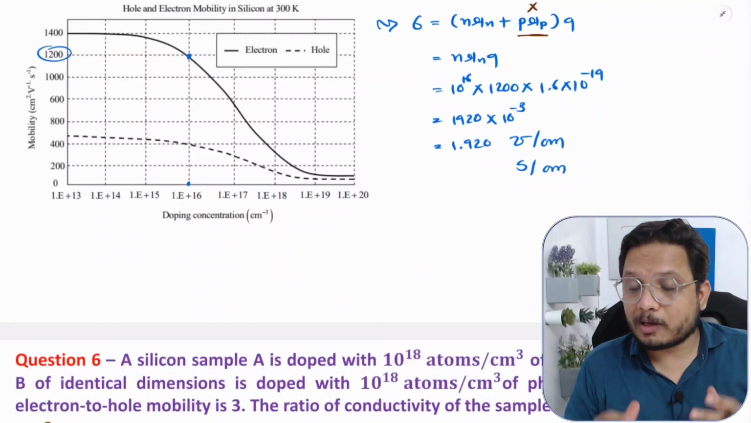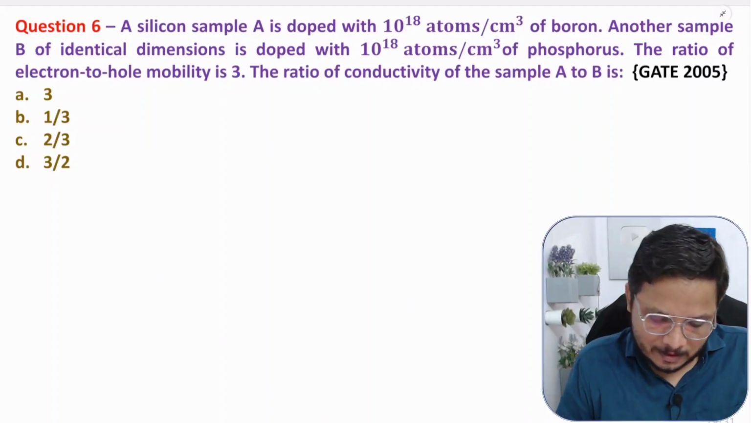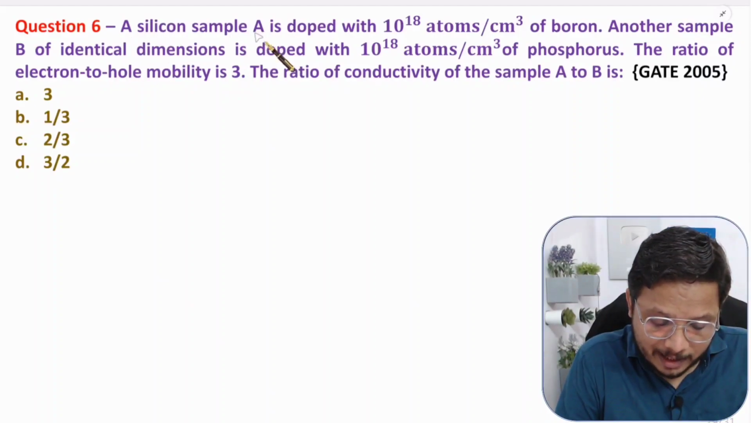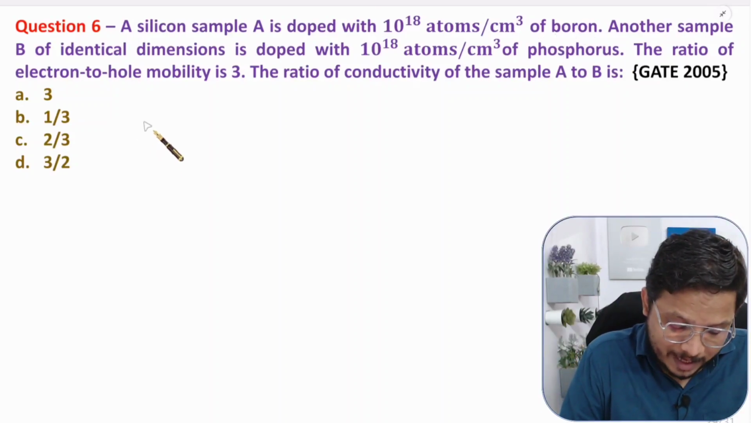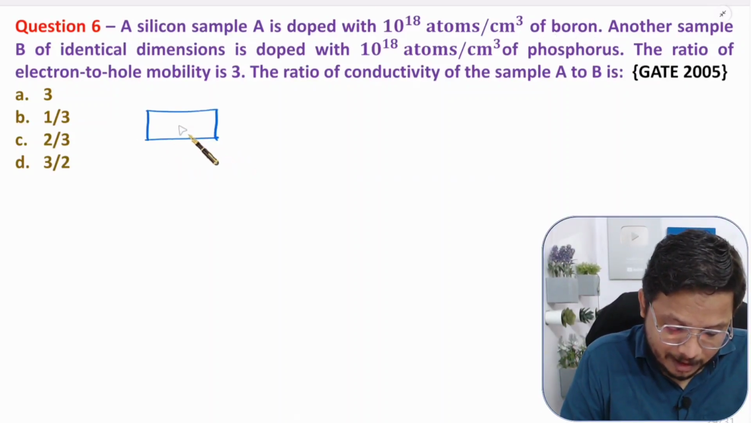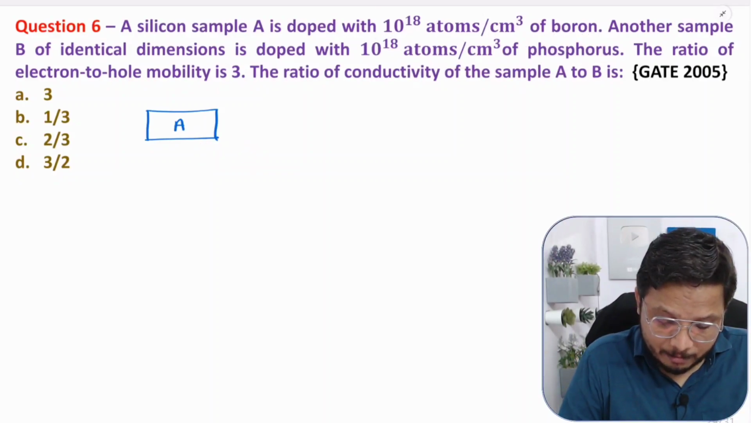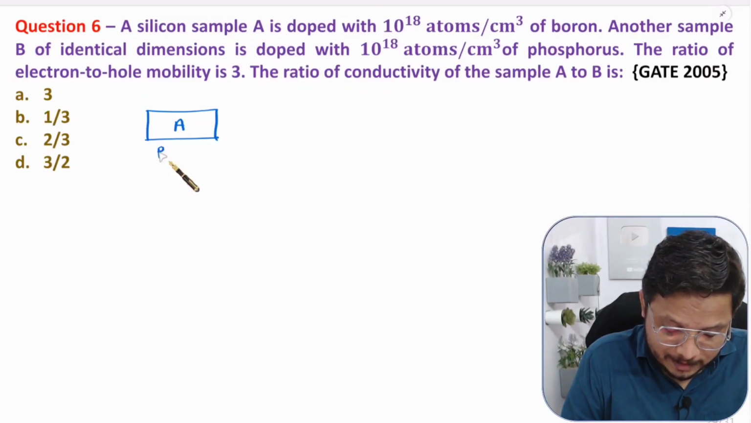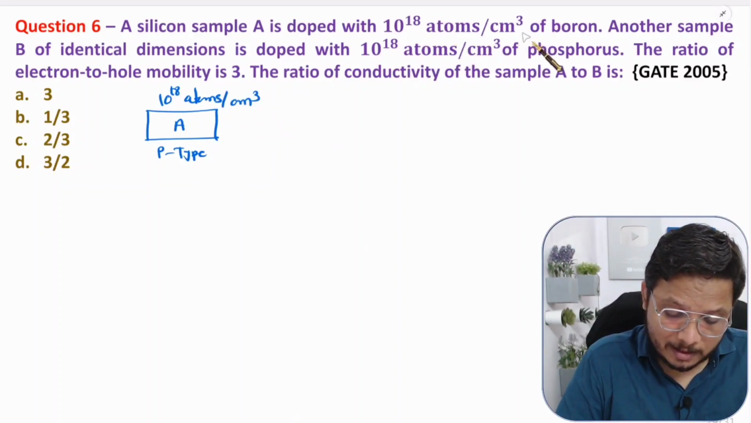Now let us move on to the last interesting question. Last question is quite interesting. Let us read it first. In the last question, a silicon sample A is doped with 10 to the power 18 atoms per centimeter cube of boron. So here we have sample A, doped with boron. Boron means this is P-type material, in which doping concentration is 10 to the power 18 atoms per centimeter cube, that is given to us, right?